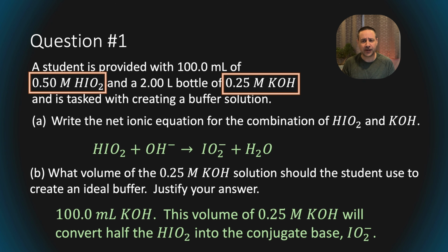Next, your justification shouldn't be your thought process. Feel free to write that down, put whatever you want together, but your justification should be specific to the question that is asked. This question is about creating a buffer by converting the weak acid into the conjugate base. My answer addresses that. This volume will convert half the weak acid into the conjugate base, put together in a very nice specific manner. This is not the only acceptable answer, but this is the way to create a very short, specific answer that can be utilized on the AP exam.